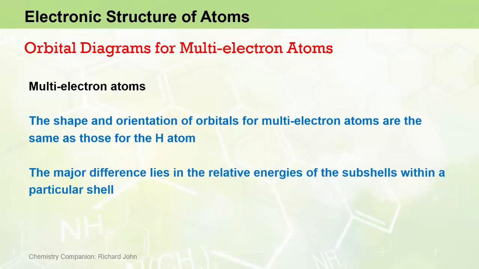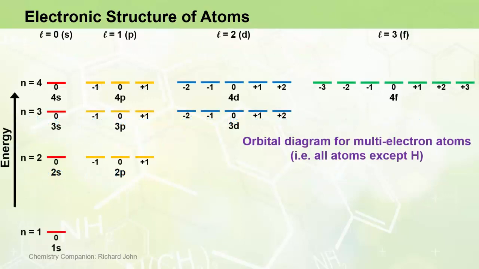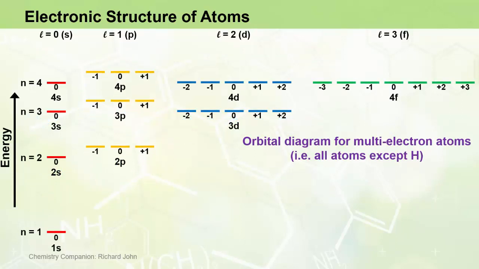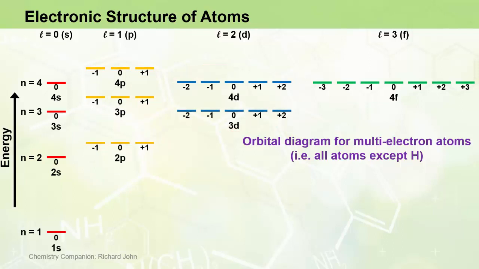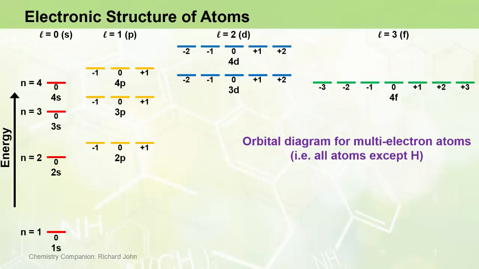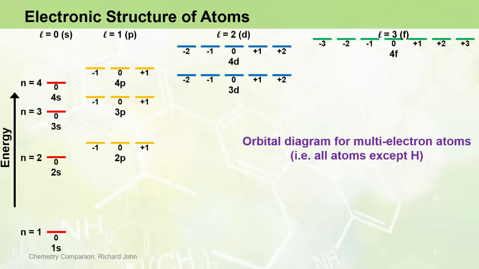The major difference for multi-electron atoms lies in the differences of the relative energy levels of subshells within a particular shell. An example of what I mean by this is that the energies of the orbitals in the p subshells are slightly raised compared with their corresponding s subshells, and the energy of orbitals in the d subshells are slightly raised compared with their corresponding p subshells. Likewise, the energy of orbitals in the f subshells are slightly raised compared with their corresponding d subshells.